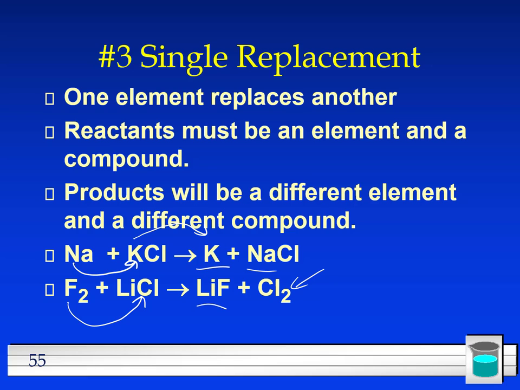Oh, does it bug you? It bugs me that this isn't balanced. Got 2 F's, so I got to put a 2 in front of LiF. That gives me 2 Li's, so I put a 2 in front of LiCl. That gives me 2 Cl's, which I wanted anyway.